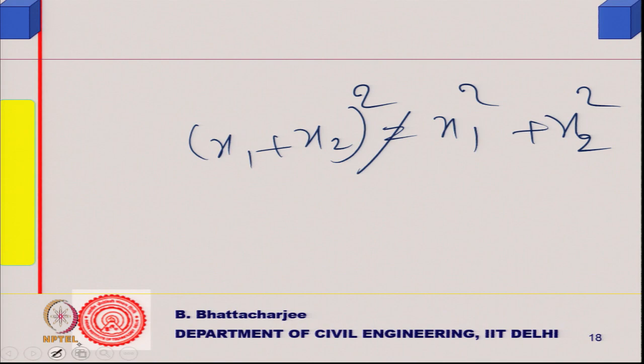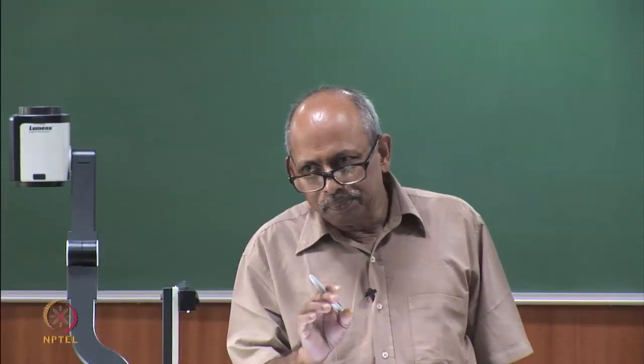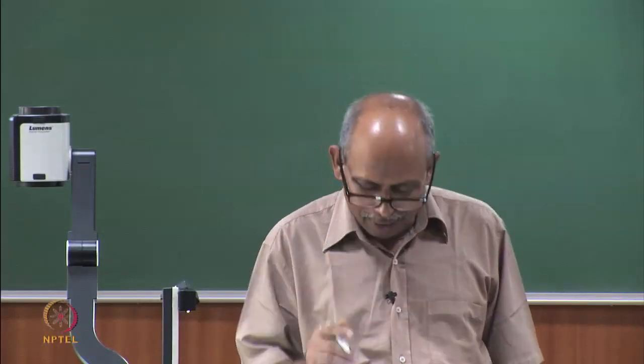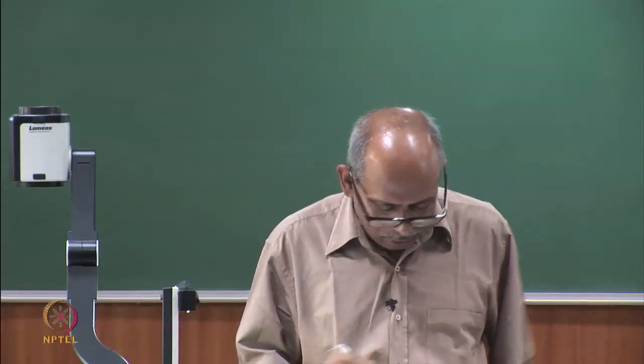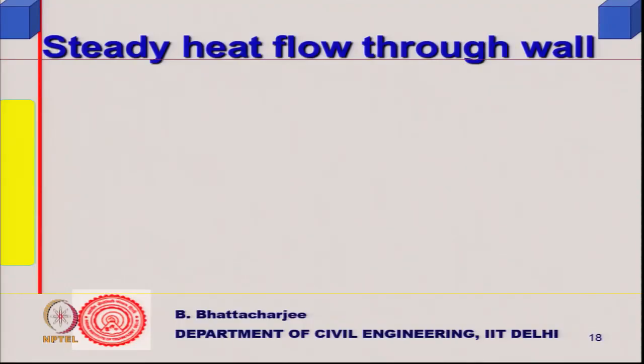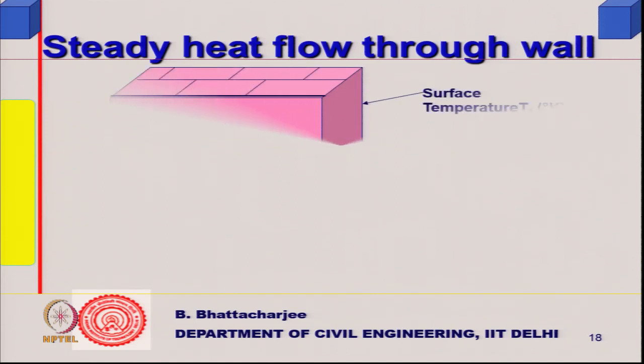We separate out the steady part and non-steady part. Let us look at the steady part right now. That is why I was just telling you all that. So, let us come to the steady part now and define that transmittance that I was just mentioning. So, let us look into steady heat flow through a wall.